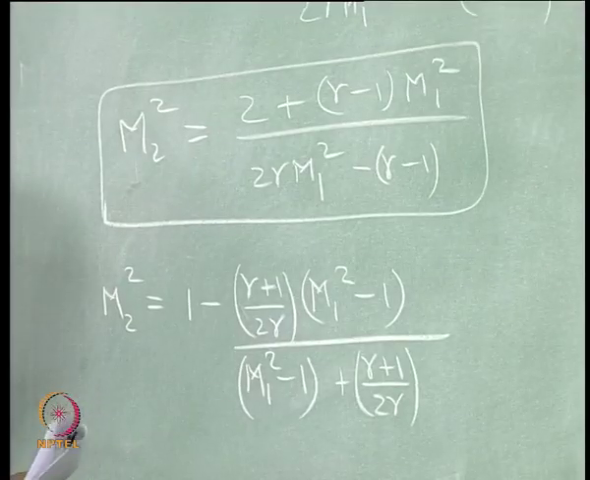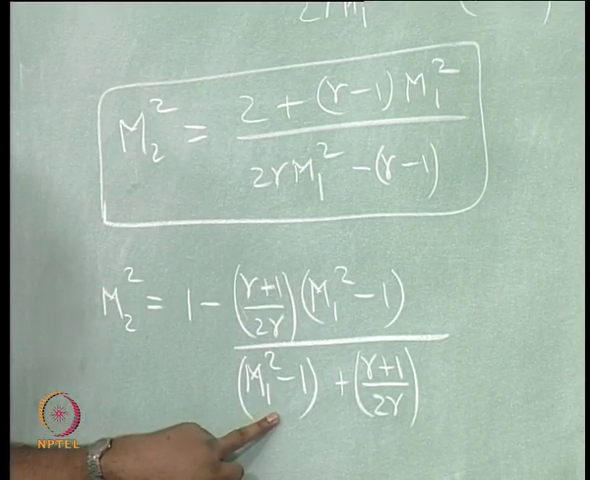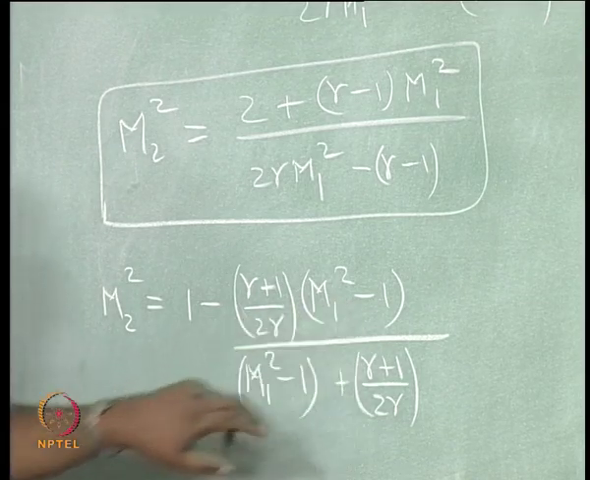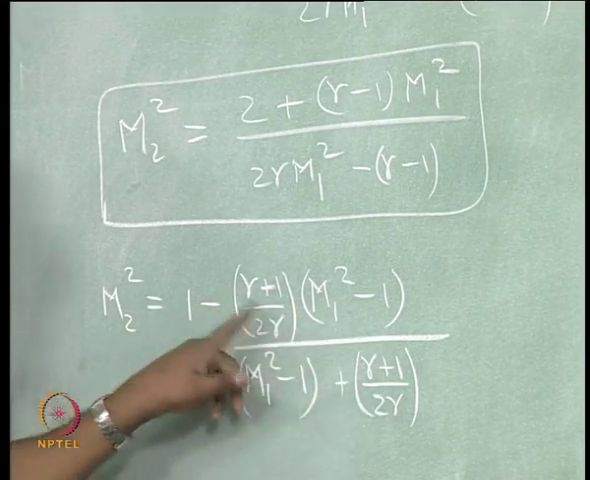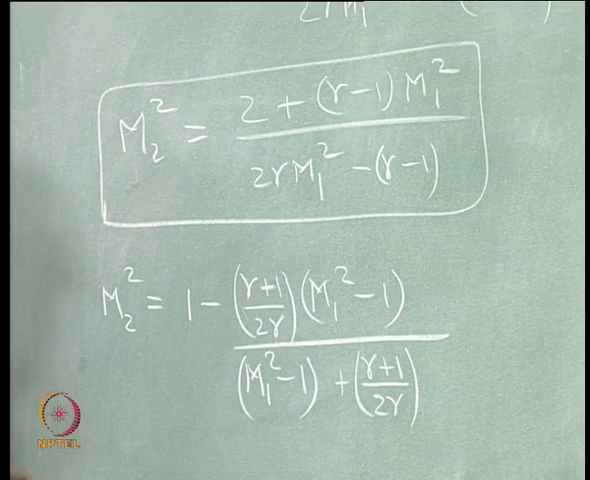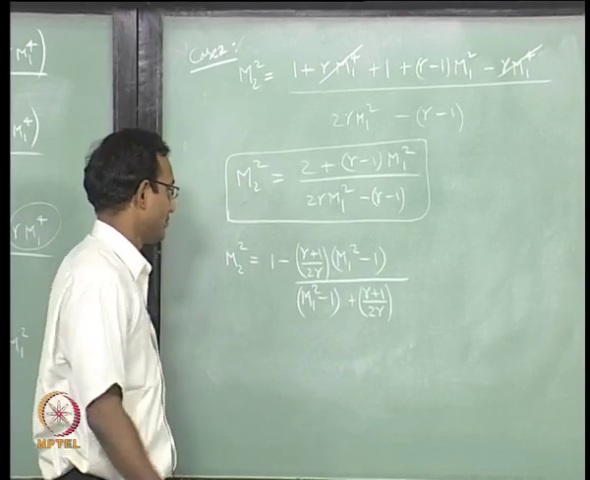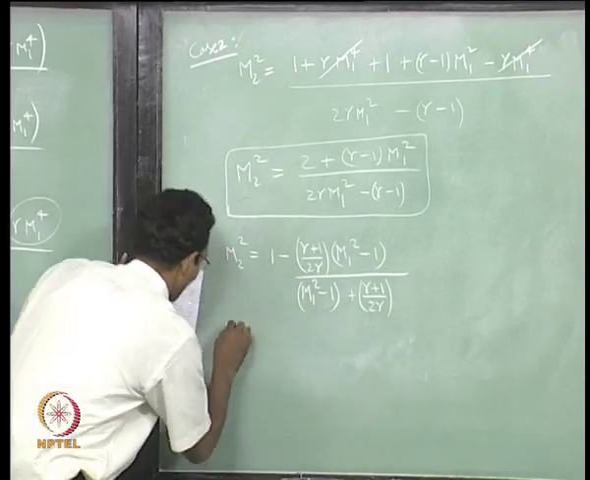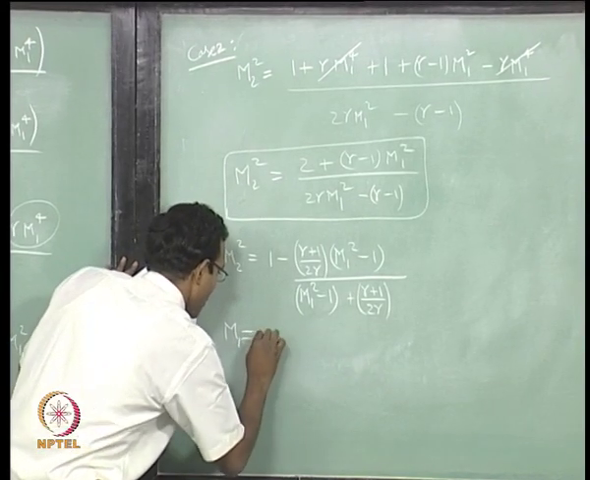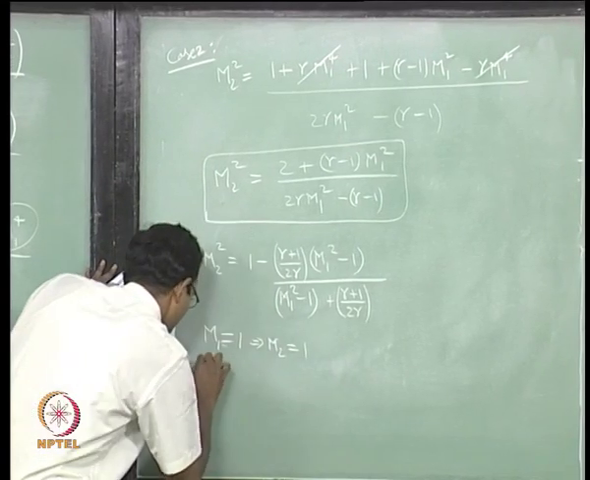Now, if I set my m1 equal to 1 here, what will happen? This becomes 0, this becomes 0, that does not change anything. I am going to get overall m2 equal to 1. If m1 equal to 1, m2 equal to 1. Now, I will look at the next case, I will write down all the 3 cases. m1 equal to 1 implies m2 equal to 1.